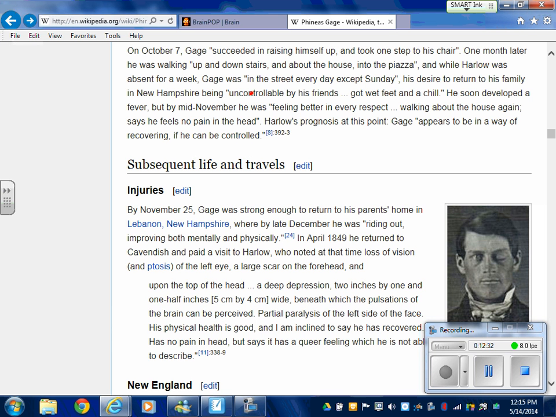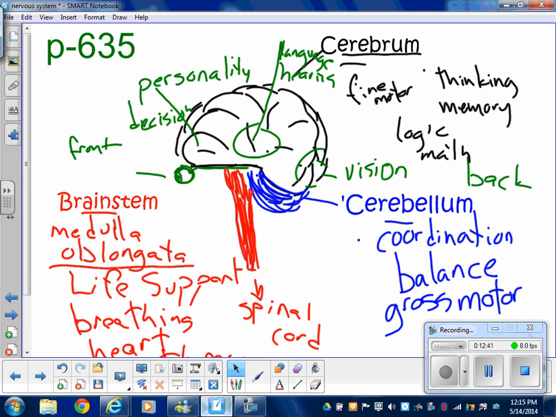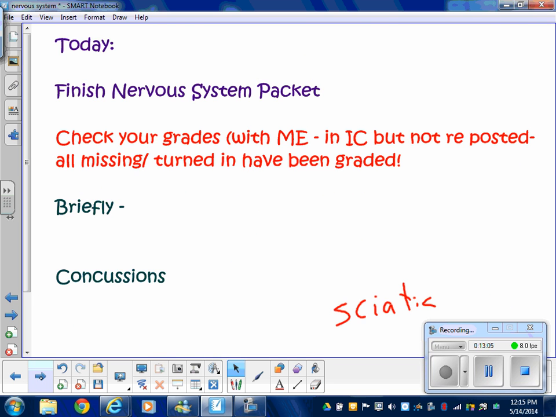And so I will post the link to this on Edmodo so you can look at it in more detail. But going back to this, what he damaged was this front part of the brain. So the movement, the life support, that was all okay. And certainly his life was never the same, but he did live. So when you look at different brain damage from strokes or head injuries or accidents or whatever, that's one of the ways we study the brain. So I think that's everything for this.